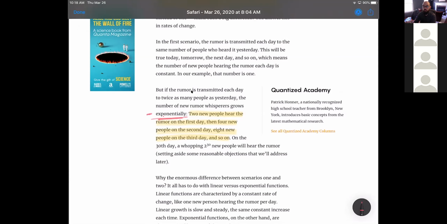You might hear in the news about the number of days it takes for the infections to double. That's a very common thing called the doubling time. And so, yeah, go ahead, Nick.